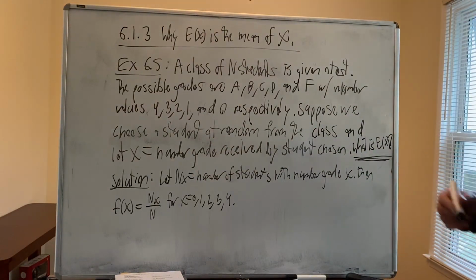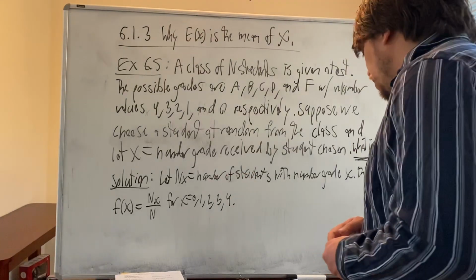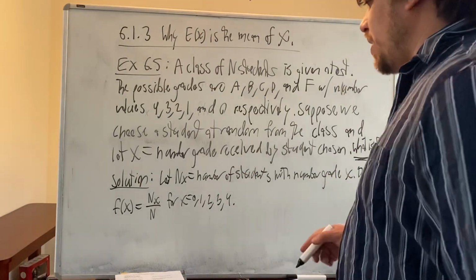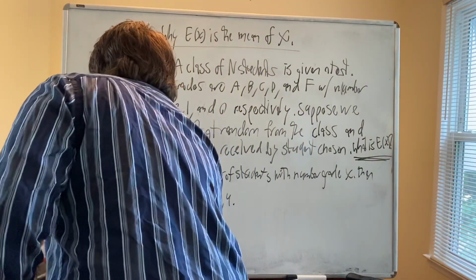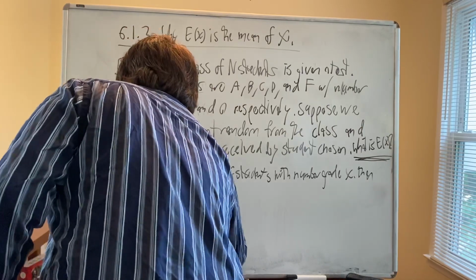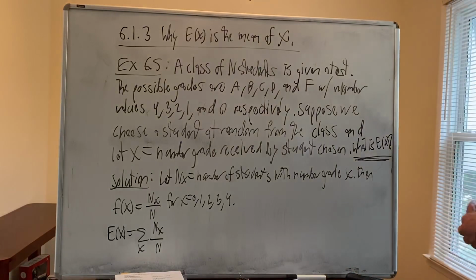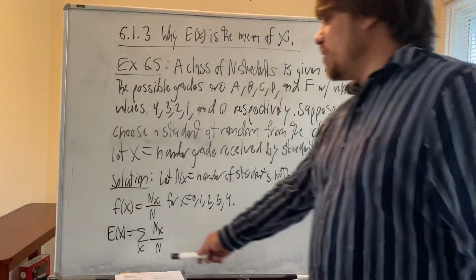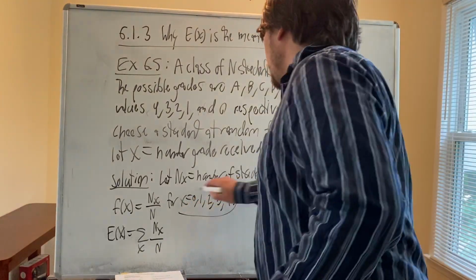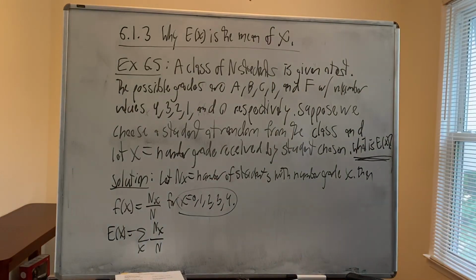Okay, and so now we have our PDF. And since we have our PDF, let's find E of x. So let's find the expected value. The expected value is the sum over x of n sub x over capital N. It's a sum over all possible values of little x. Those possible values are 0, 1, 2, 3, or 4, of n sub x over n.